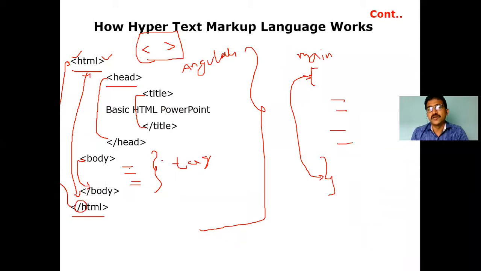So this is called formatting or presentation markup. The rest is called document structure or semantic markup. Clear? Now this is how we are going to write the HTML code for any sort of requirement.